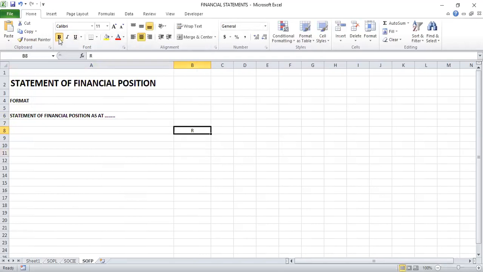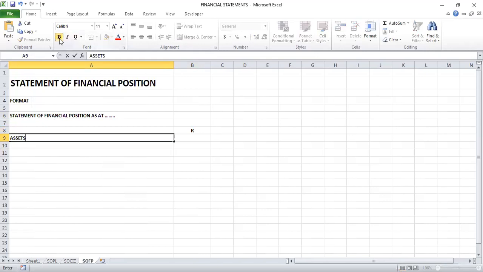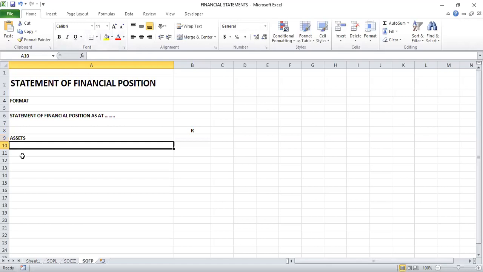When we're doing the statement of financial position, we start with the assets. Assets are the resources that are controlled by the entity as a result of past events, from which the entity expects to earn future economic benefits. Our assets are divided into two categories when we present them. We have what we call non-current assets first.